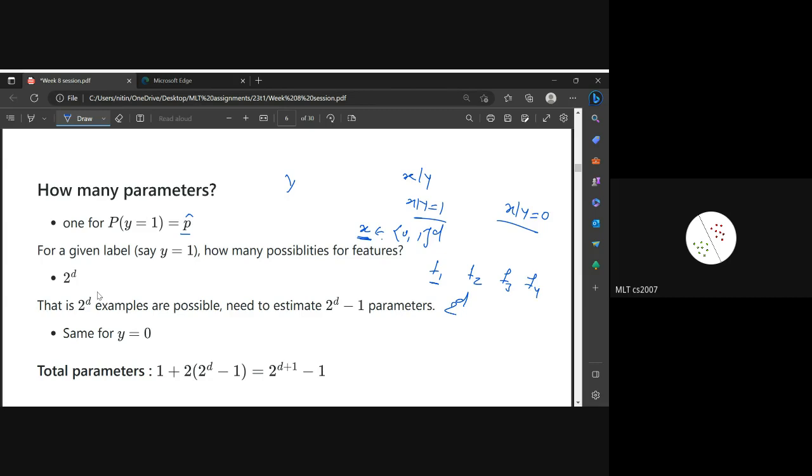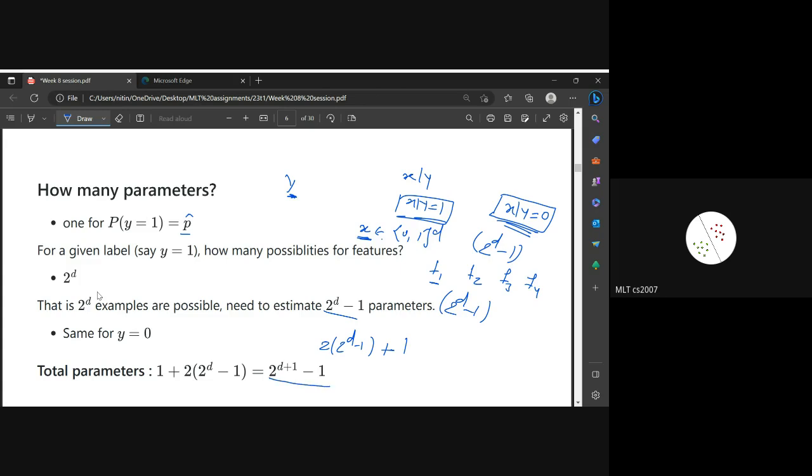So how many parameters do you need to estimate? 2 raised to power d minus 1, because it always adds up to 1. So 1 you can always ignore, right? So 2 raised to power d minus 1 parameters you need to estimate for this particular distribution. Similarly, the same logic holds for the other distribution as well. In total, how many parameters? 2 times (2 raised to power d minus 1) plus 1 for the distribution of y. If you solve this, it becomes 2 raised to power d plus 1 minus 1.